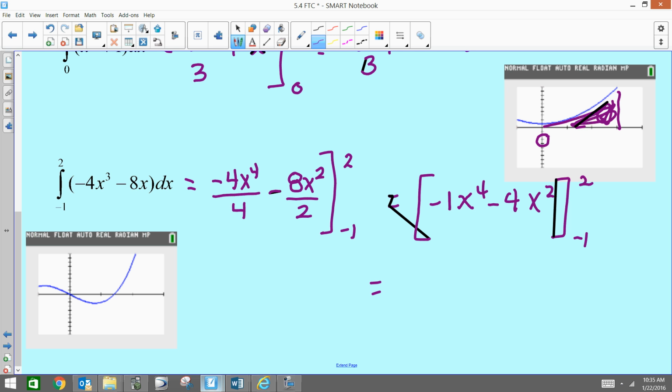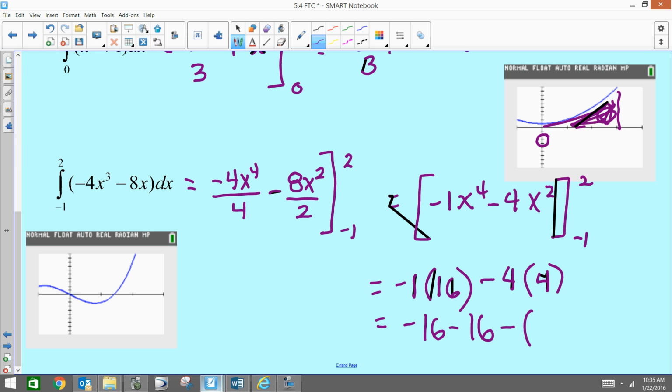All right. Negative x to the 4th at 2 would be negative 16. Minus 4 times 2 squared is 4, that's negative 16 minus 16. Sorry, that's so messy. Minus, we're going to plug in my negative 1 now. That's negative 1 minus 4, which is negative 5. Okay, negative 16 minus 16, negative 32, minus negative 5, negative 27 total.